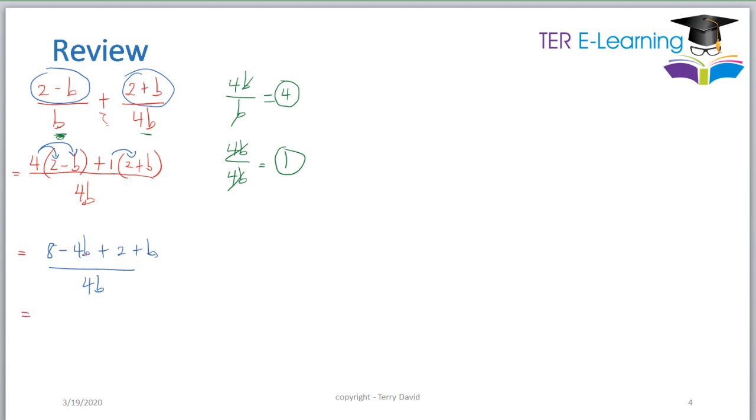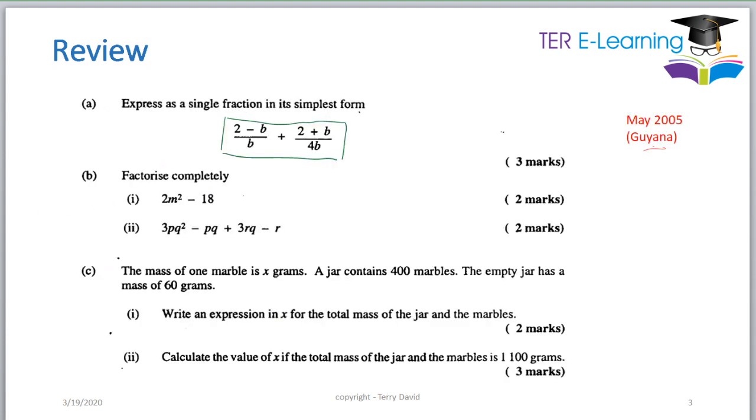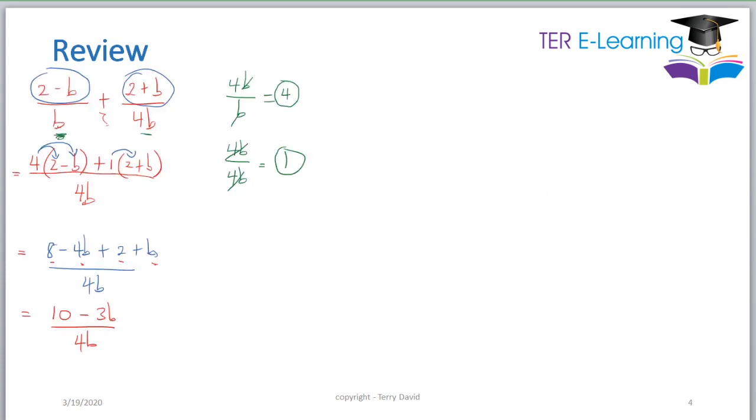Now we need to simplify the numerator. You have 8 and we have 2, so we add that up and we get 10, and then minus 4b plus b will give us minus 3b, all over 4b. So this is what they want. The question asked us to express as a single fraction in its simplest form. That is what we've done here. That's as simplified as we can get. So this is the answer for part A.